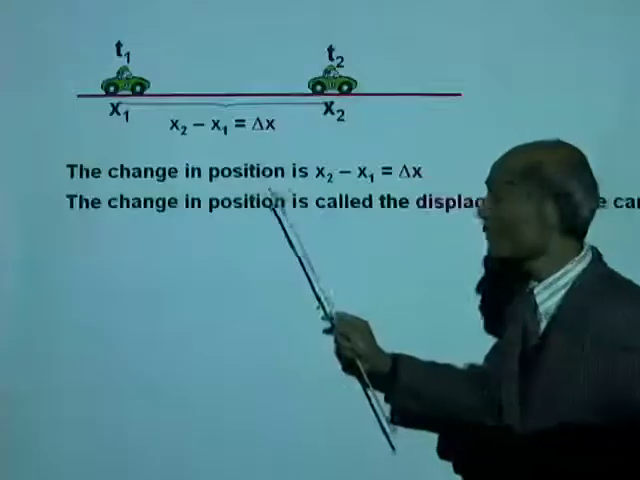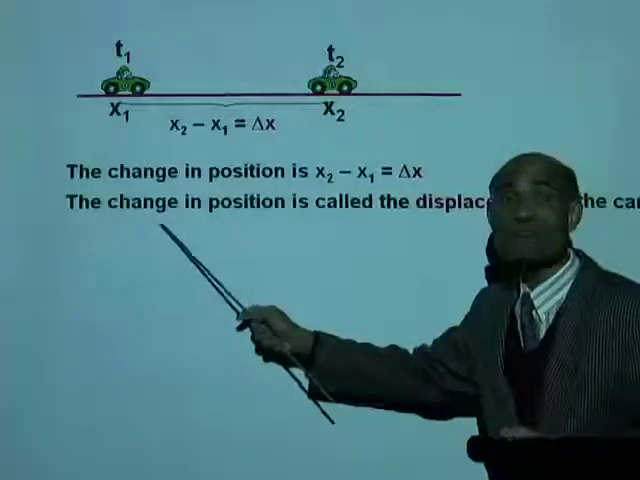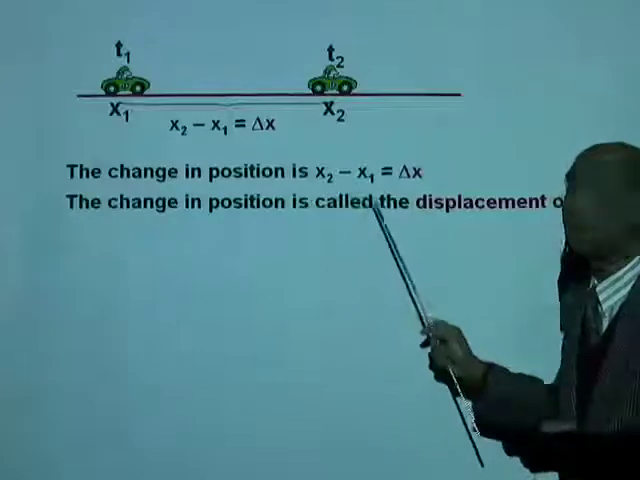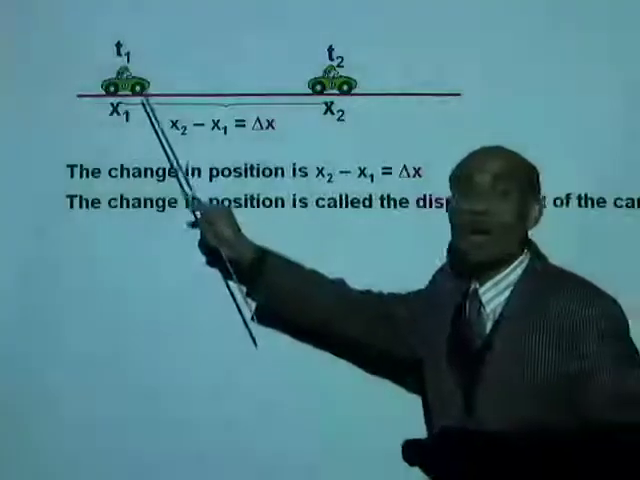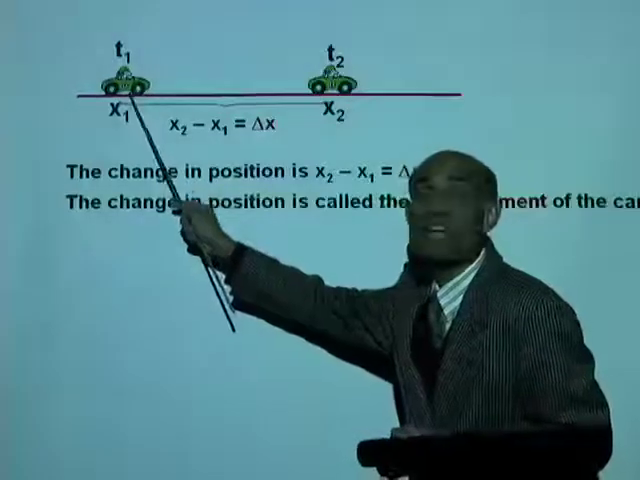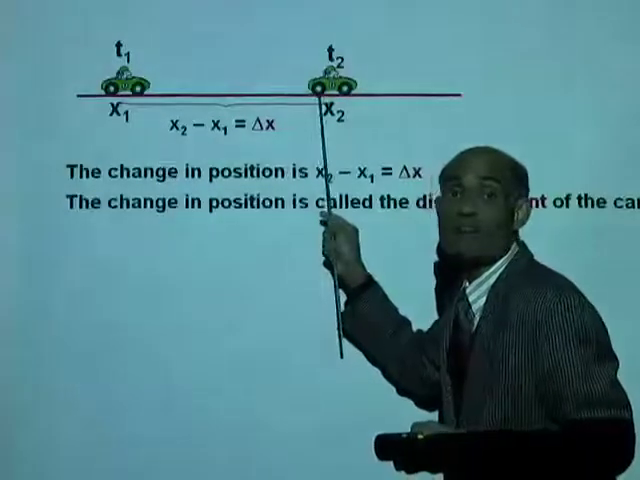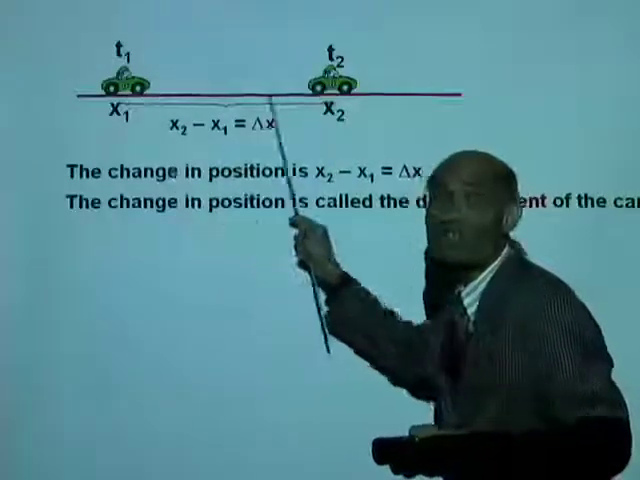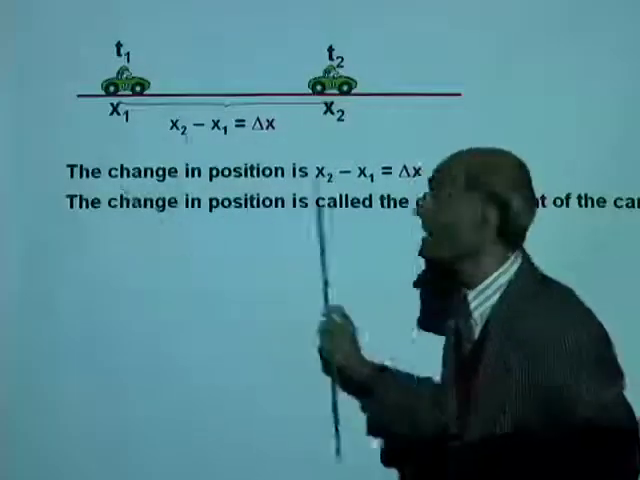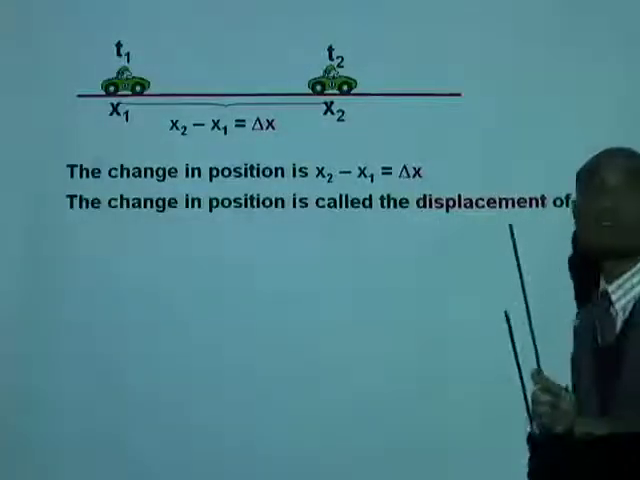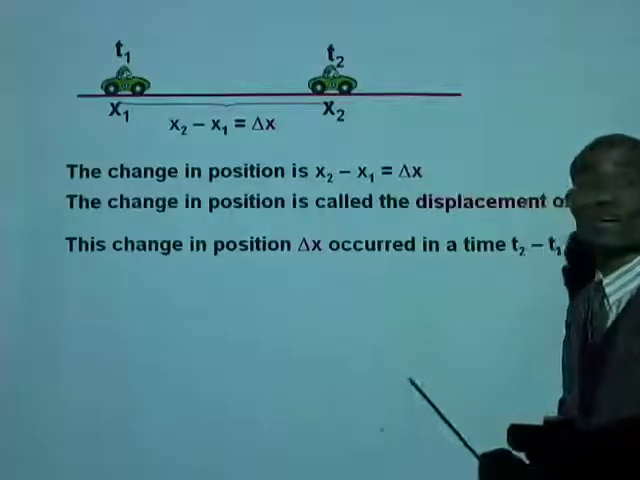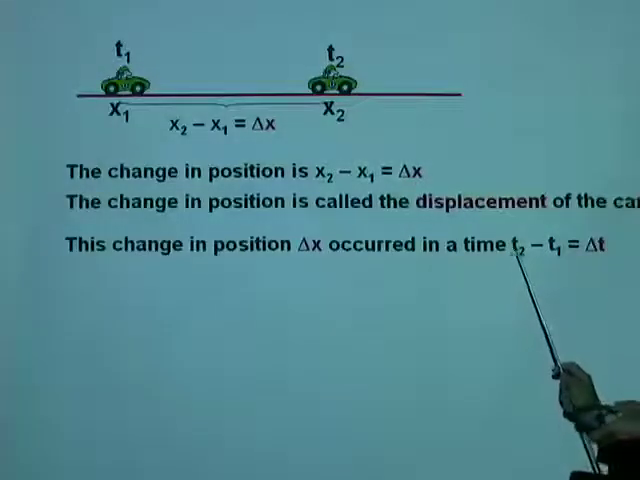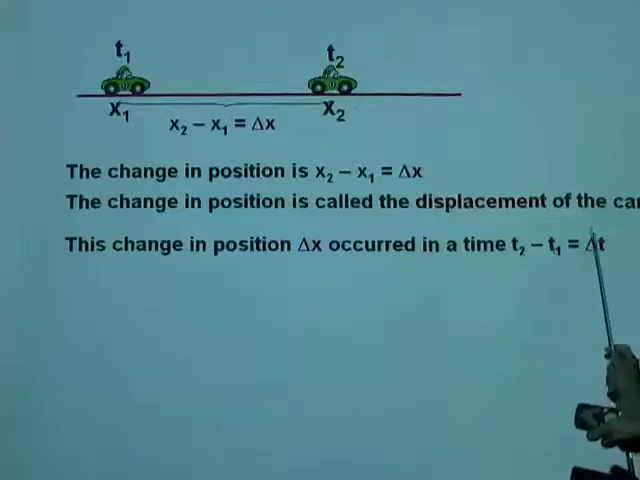And now, I want you to watch this statement I made. The change in position of a moving object is called its displacement. You see, the object got displaced from the initial position to its final position. So this delta x, the change in position, is called the displacement of the car. This change in position delta x occurred in a time interval t2 minus t1, and we will represent that by delta t.